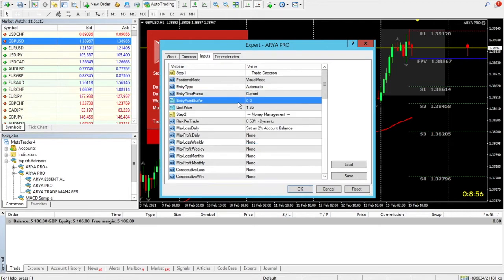The entry point buffer allows you to shift your entry point by a few points. For example, if you input 5, ARYA will wait to enter into the position when the market has moved 5 points past the confirmed fractal.